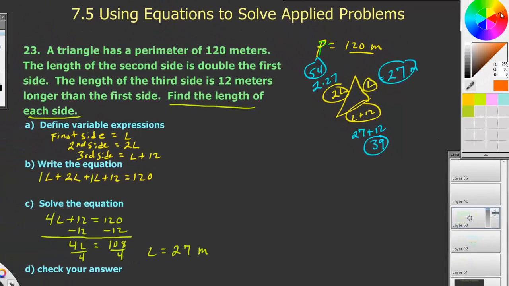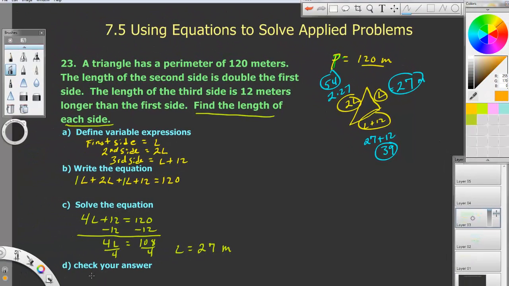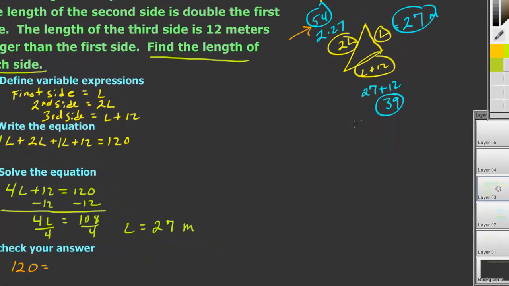Part D says check your answer. I'll do that in some kind of orange color here. So checking my answer would mean the perimeter, which is 120, should equal these blue circles added together, and it would be 27 plus 39 plus 54. If we take our calculators and add 27 plus 39 plus 54 together, we get 120. Thank goodness. This is 120, and this equals 120. So this works. This checks. This will be checking your answer.